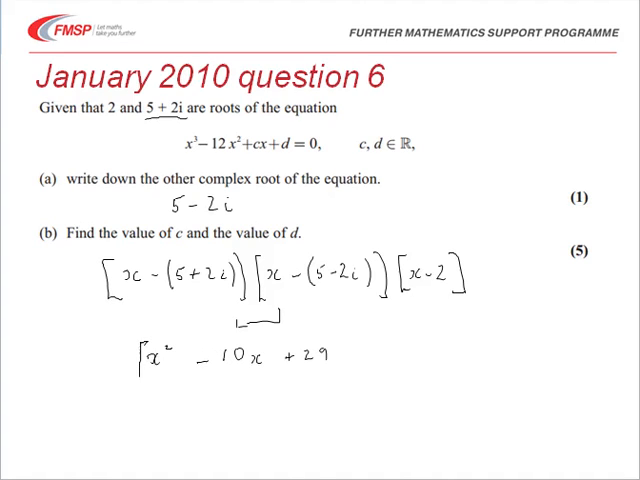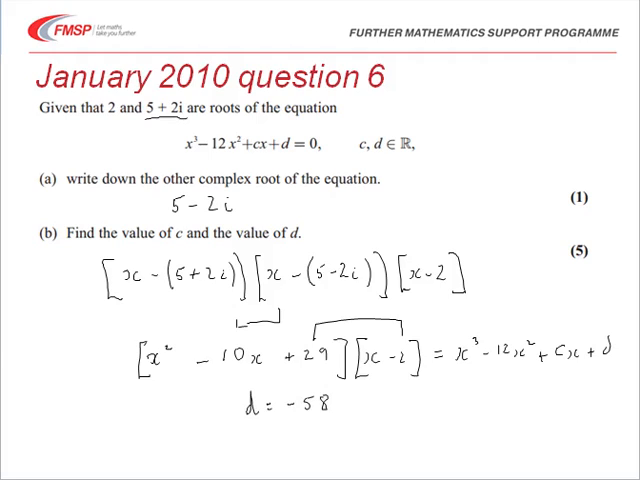Well, we now need to multiply that by the other factor. Well, we don't actually need to do the multiplication because what we need to do really is to compare this with the cubic that we've got, x cubed minus 12x squared plus cx plus d. And we don't need to do the multiplication because we can see that the d term comes from the two numbers here multiplied together. So d is clearly 29 multiplied by negative 2. So d we can write down as then being equal to negative 58.